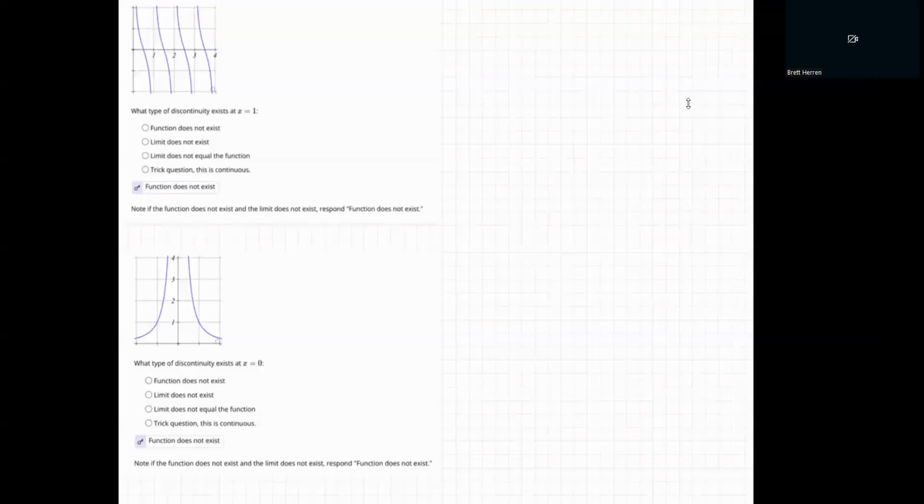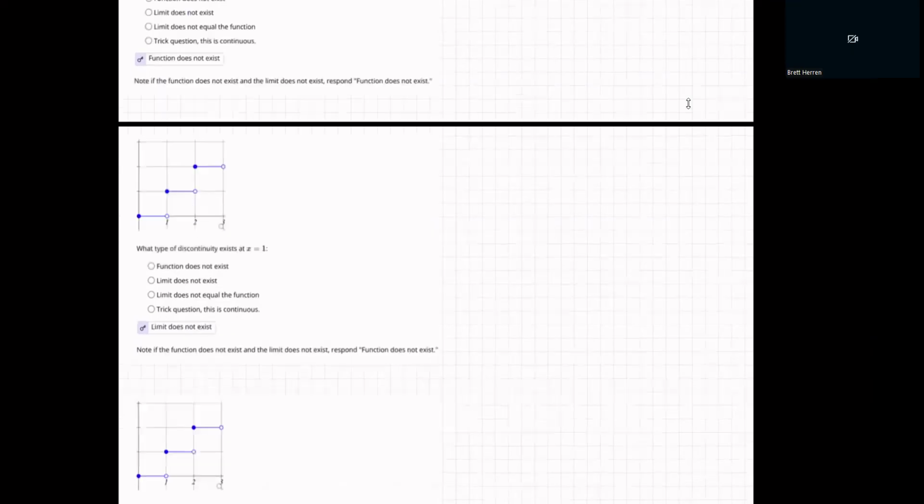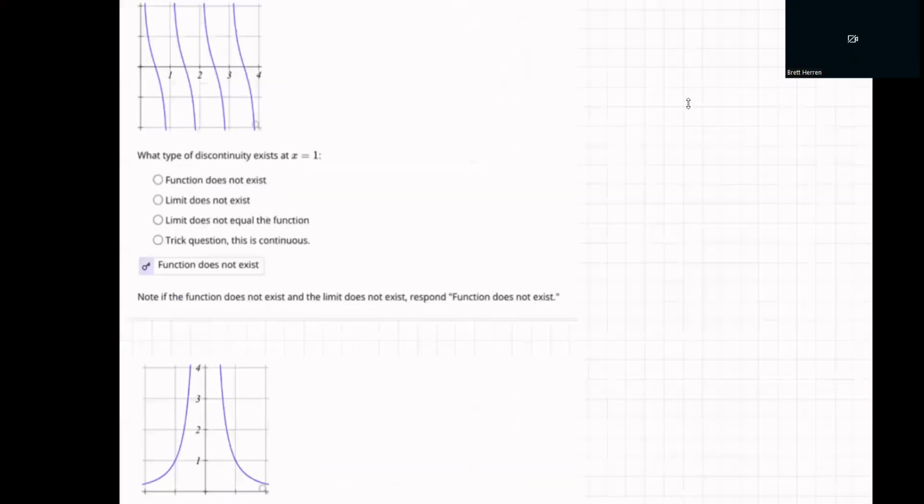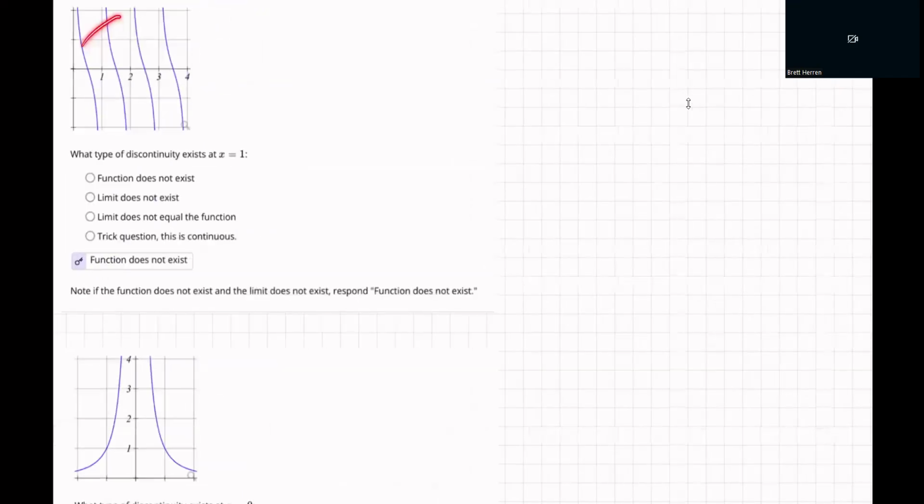In this example, I'm going to give you four different graphs. You could have any of these possibilities here. Let's talk about them. If you have this one, for example, it says, what type of discontinuity exists at x equals 1? So if you go to x equals 1, that's right here, what kind of discontinuity?